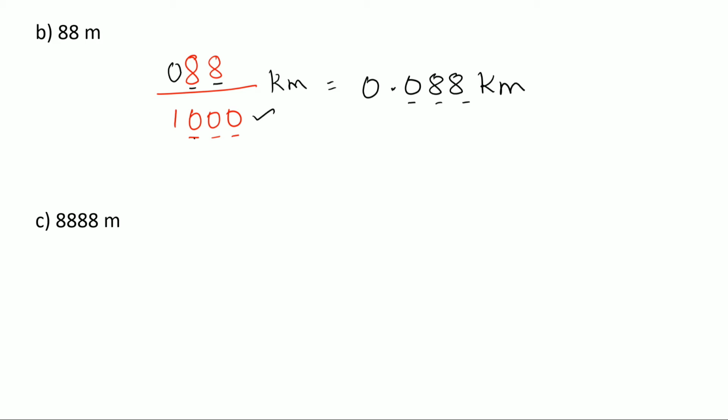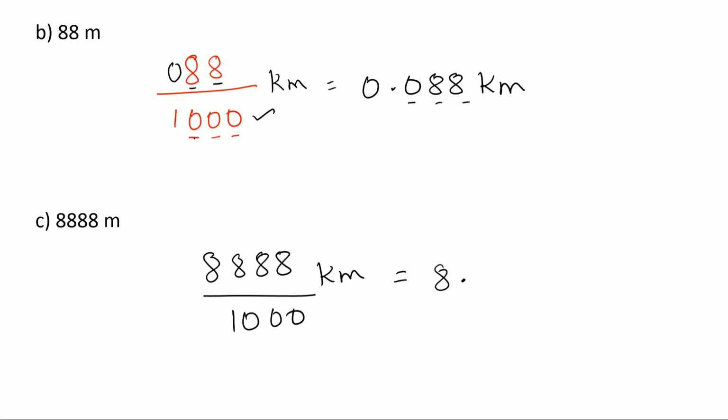Okay, the next one is 8888 divided by 1000. So here it's 4 digits, so we don't need to put any zeros. We can just place the decimal as 8.888 kilometer. See, there are 3 zeros, 1, 2, 3. So to the right of the decimal point, 3 places.